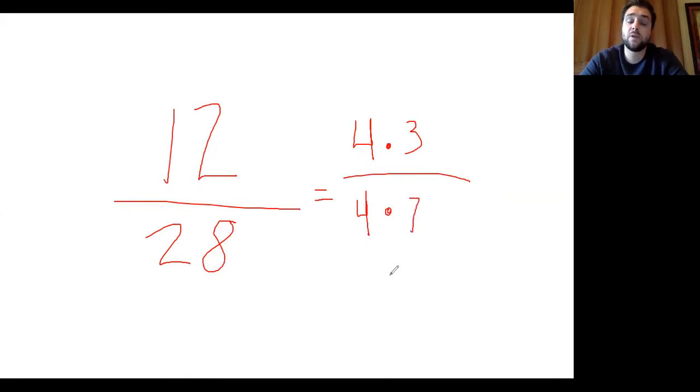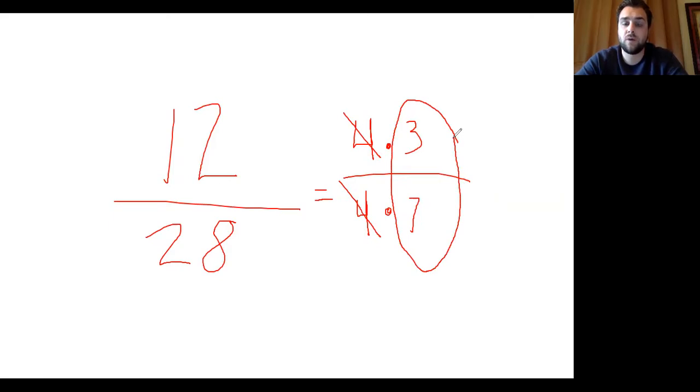Okay, same thing that we did before. We're going to go ahead and cancel our 4's. That's our zero pair. And what we're left with is the simplest form of 12 over 28, which is 3/7. Okay, let's go ahead and practice this again.